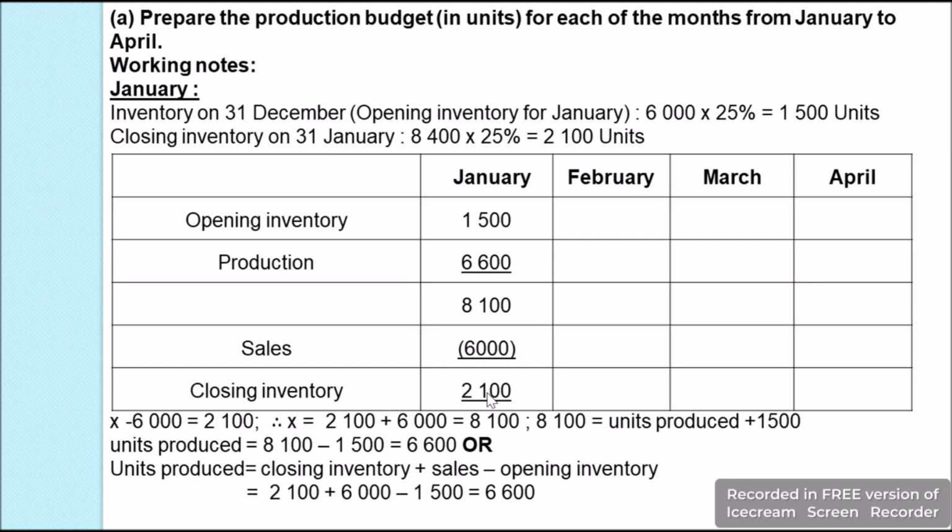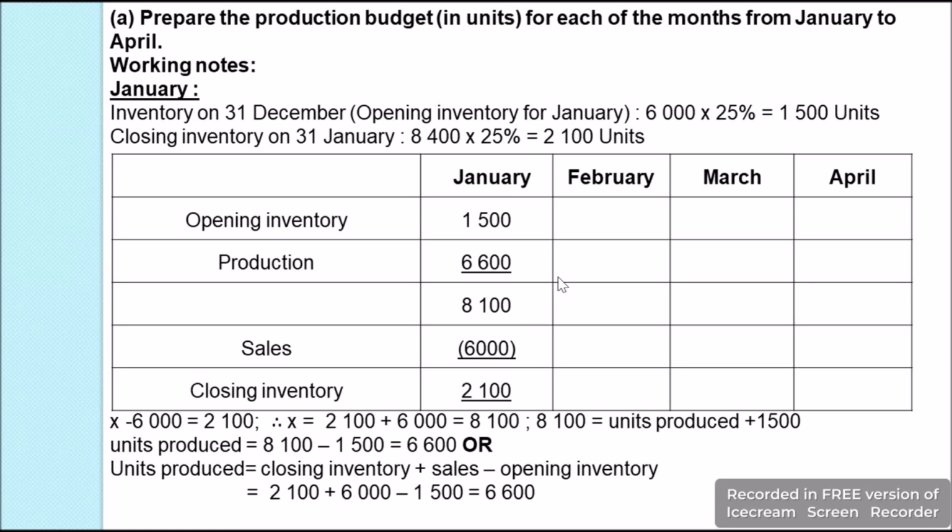If this is 2,100, how do we get this? We take this total and from there we subtract the sales, so we get this closing inventory. The total we don't know, and we know this is 6,000, which is sales, so we are subtracting that and we'll get the closing inventory as 2,100 units. So if we formulate this, X, that is, this total, will be equal to 2,100 plus 6,000, and we will get the total as 8,100 units.